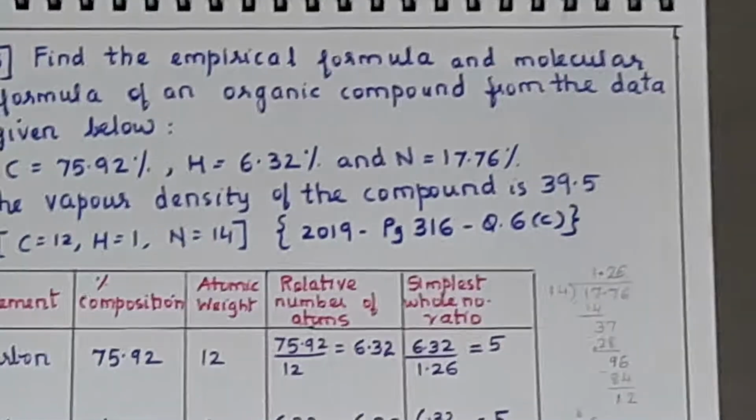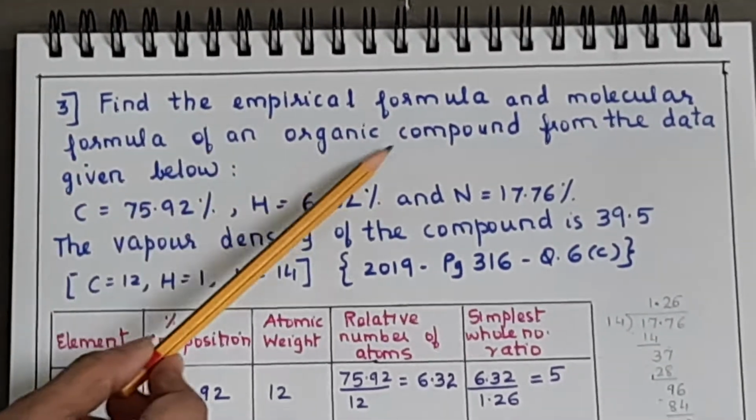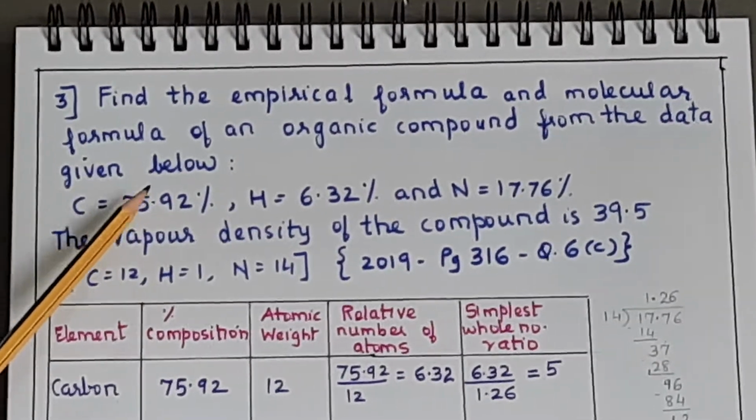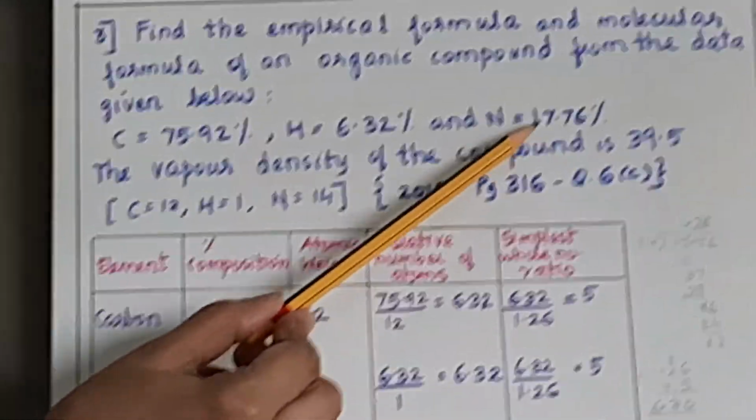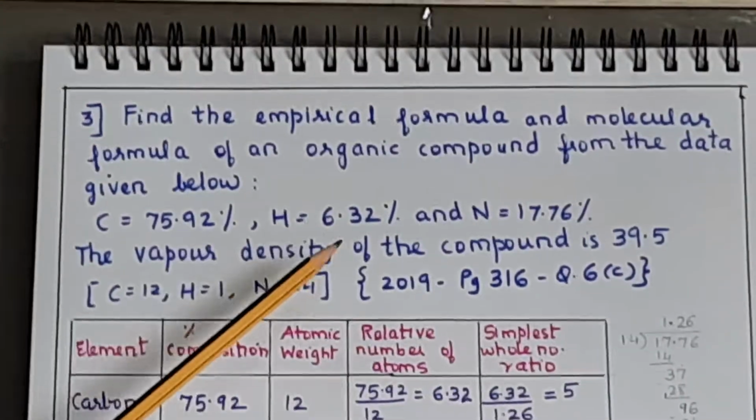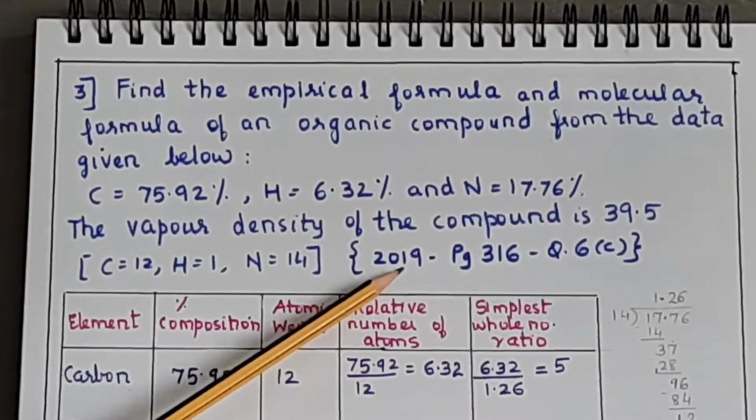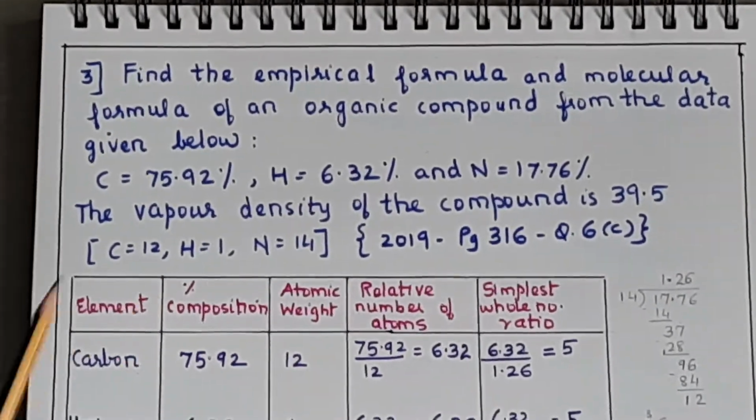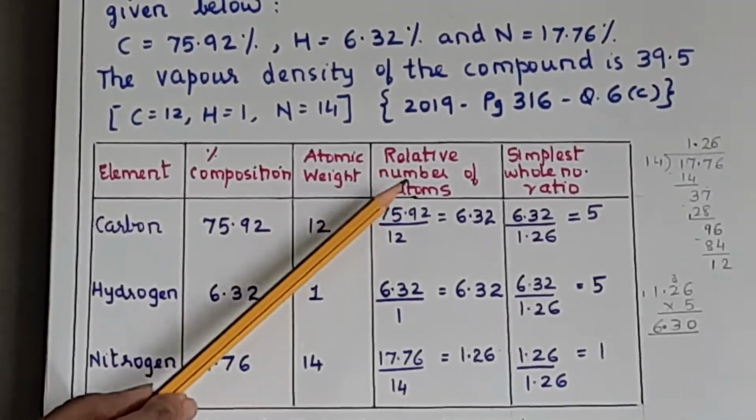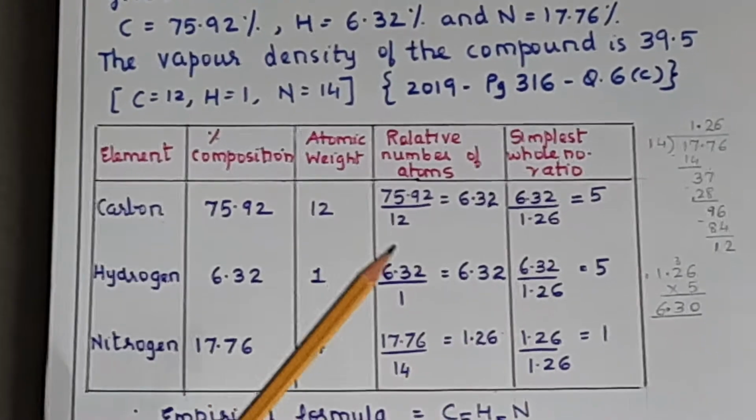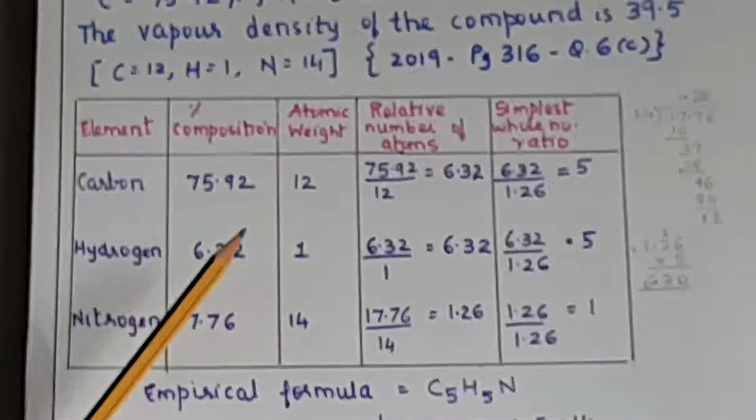Okay, now this is our last sum for the day. Find the empirical formula and molecular formula of an organic compound from the data given below. Carbon 75.92, hydrogen 6.32 and nitrogen 17.76. Vapor density is given. This is on page 316, 2019 paper, question 6C. So make the tabular form as usual: element, percent composition, atomic weight, relative number of atoms, simplest whole number ratio. So write the percent composition and atomic weight for each.